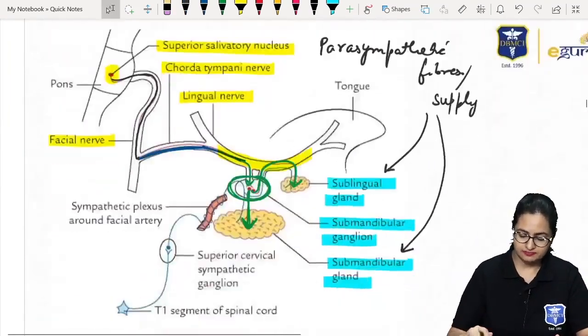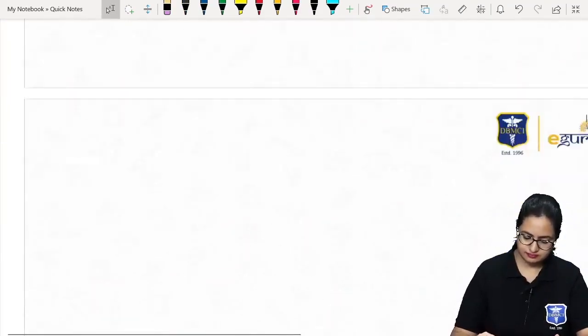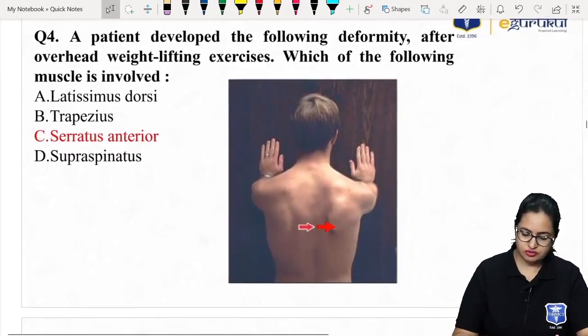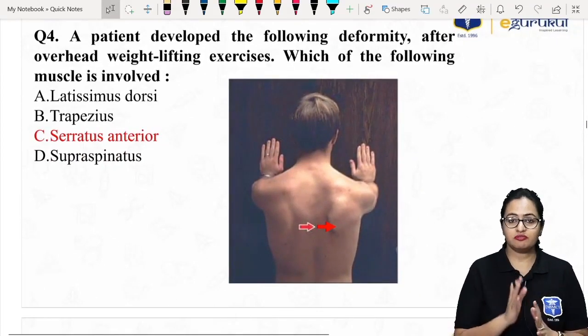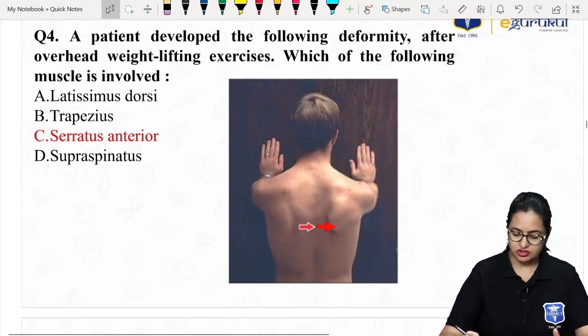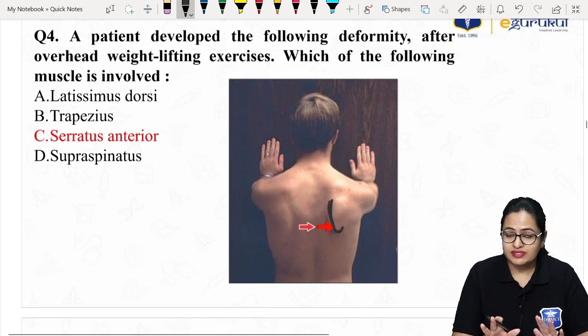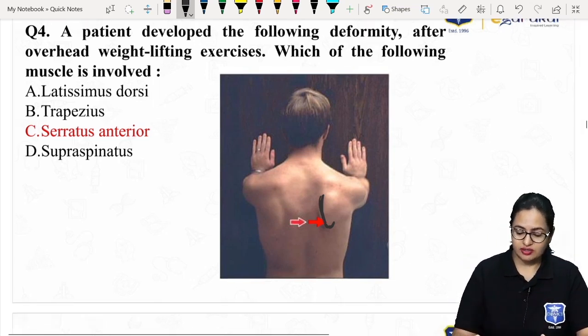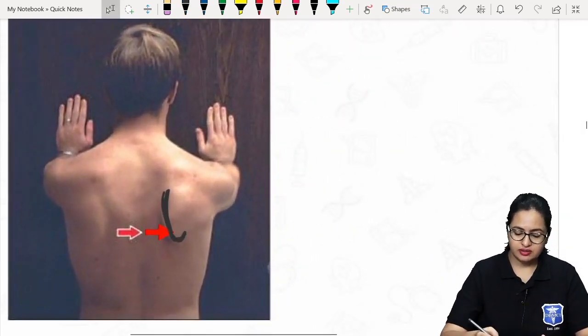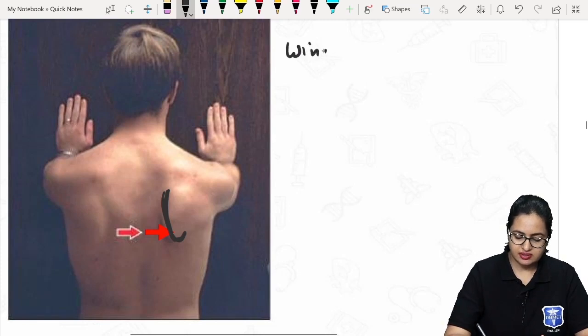Leading to A. Now coming to this question, it says a patient develops the following deformity which has been shown in this picture. We can see that there is a prominence of the medial border of the scapula and the inferior angle of the scapula. Now which of the muscles is involved in this case? Characteristically, this picture shows winging of scapula.